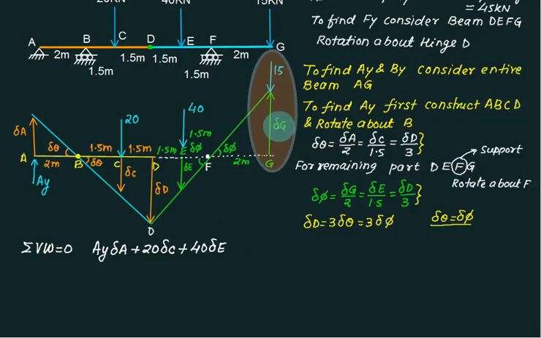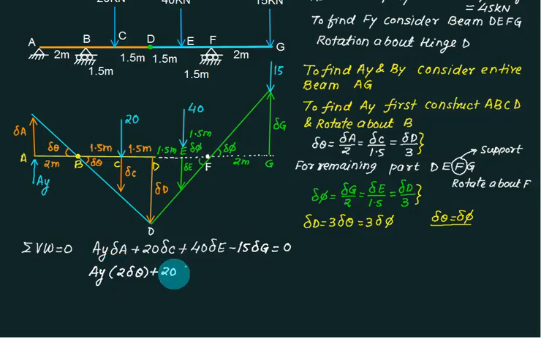And this 15 and del G is equal to 0. Now to select values from del theta and del phi: AY is defined for del theta only, is 2 times del theta plus 20. Del C is defined for del theta, 1.5 plus 40. Delta E is defined in terms of del phi, minus 15. Delta G is defined for del phi. Del theta is the same as del phi, so cancel out and solve for AY.